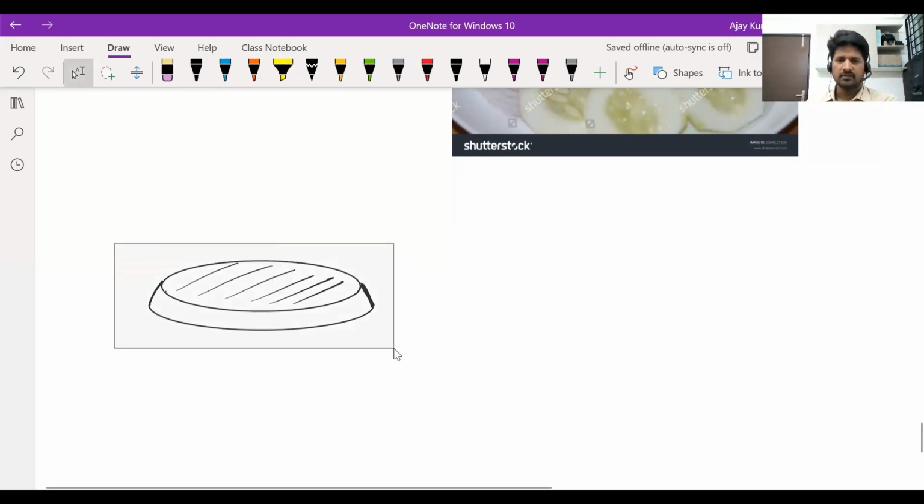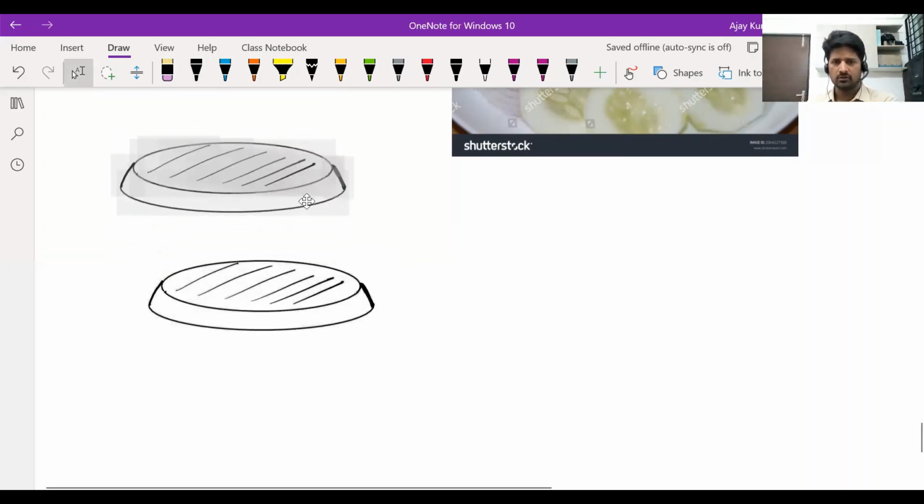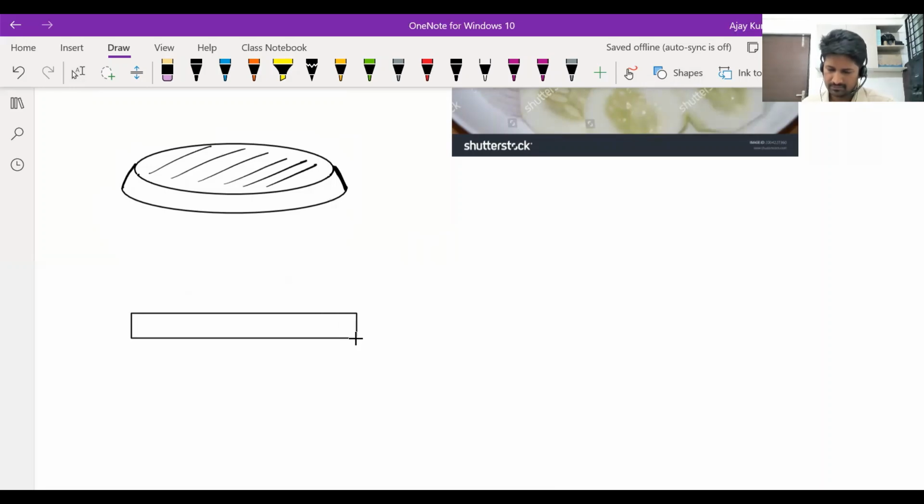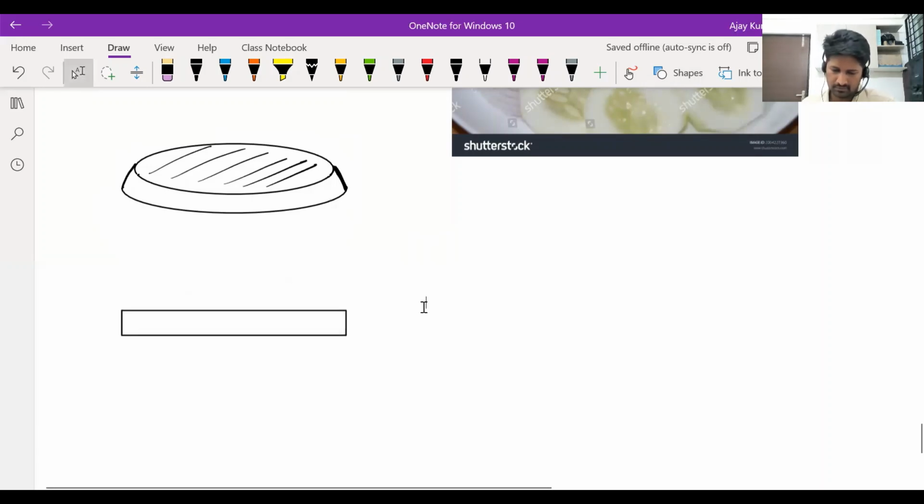Okay, Yusuf, is this clear? Are you able to visualize the chopped part like this? Rishi, is this clear? Yes, sir. Pawan, what about you? Yes, sir. Okay.